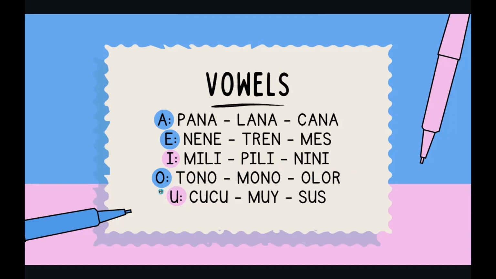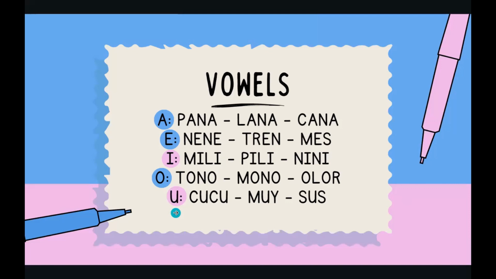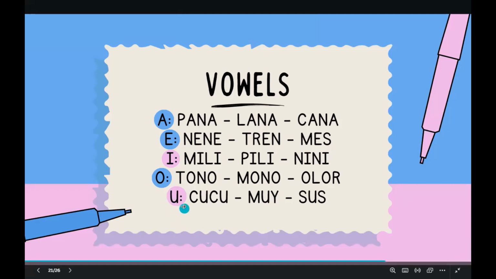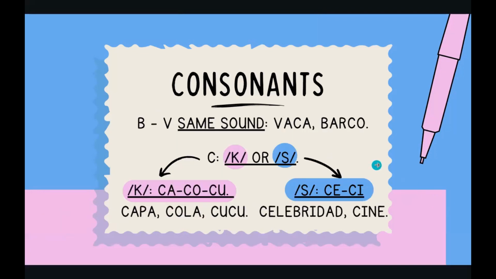Then we have the vowel O. This is not "oh" as in English, but the Spanish O. As we can see, the next words are read tono, mono, olor. All right? Finally, our last vowel is the vowel U. This is not "you", but "oo". Therefore, here we have uku, muy, y sus. All right? Perfect.